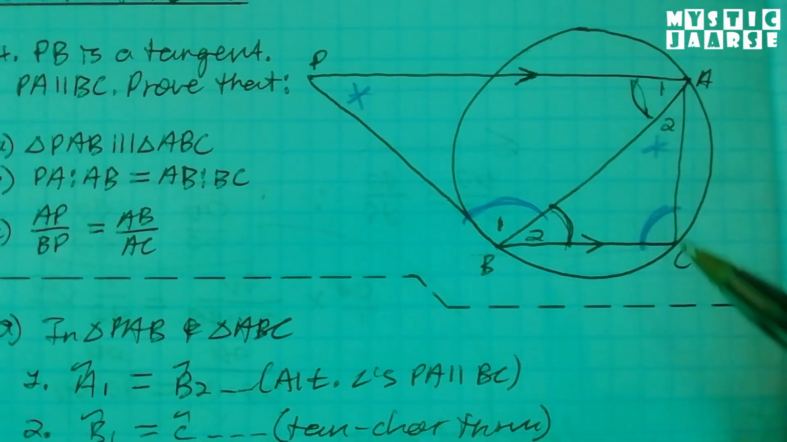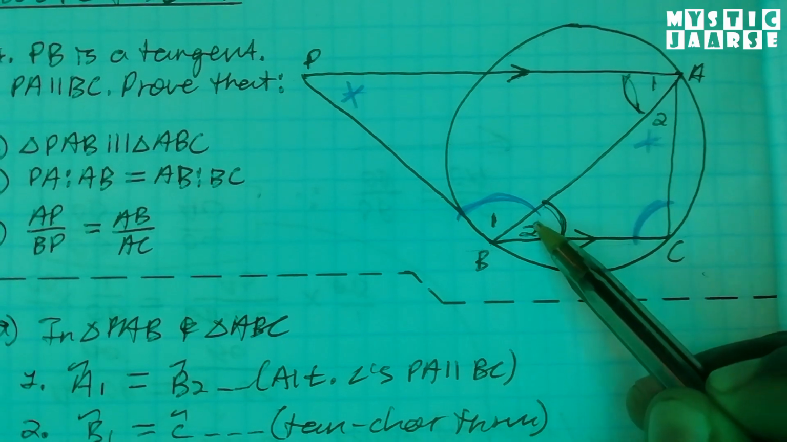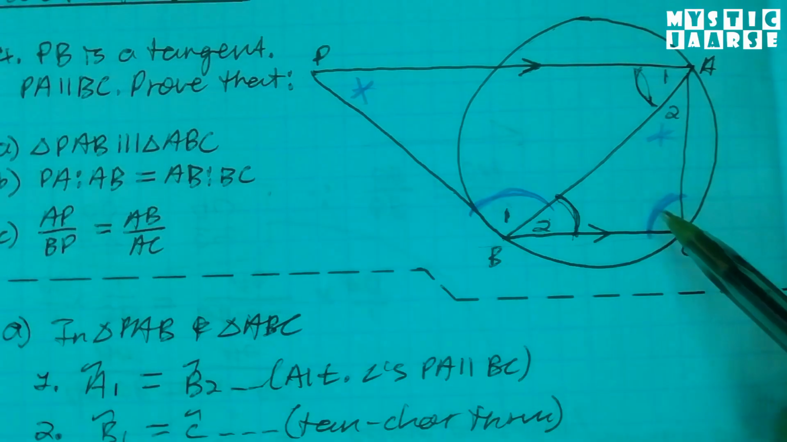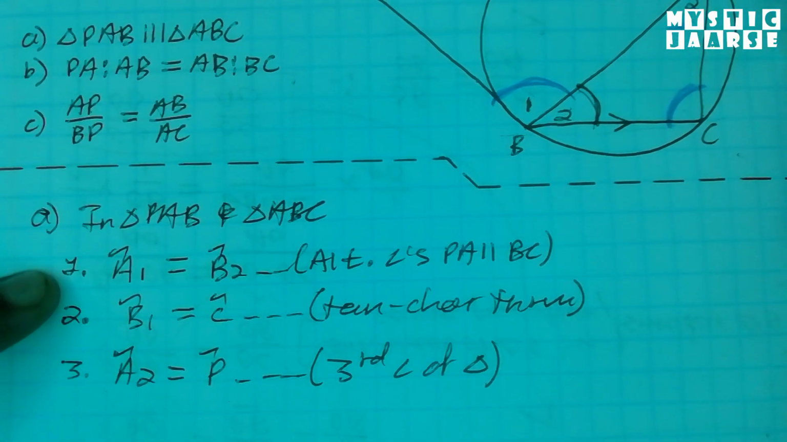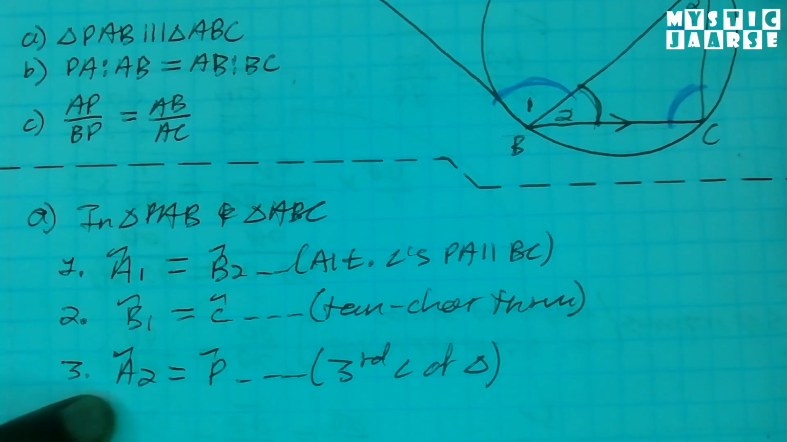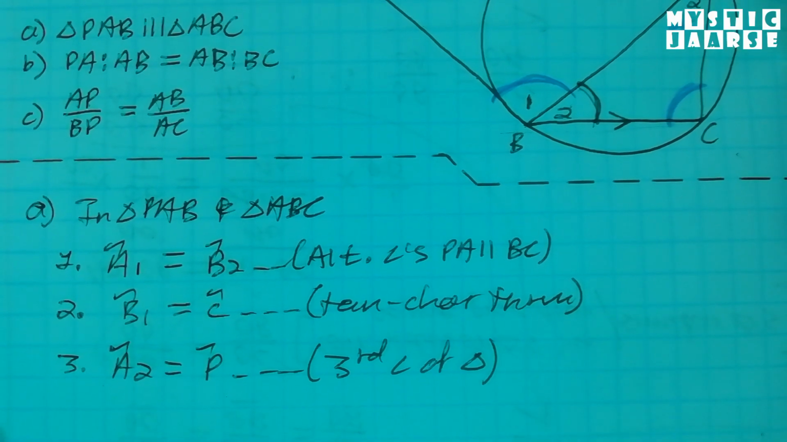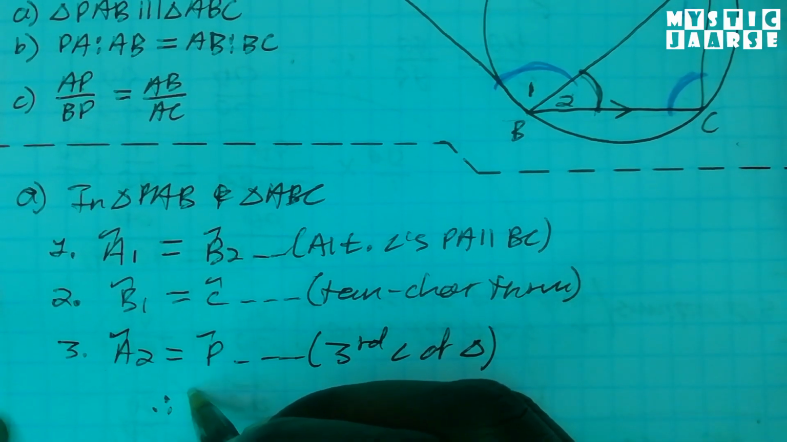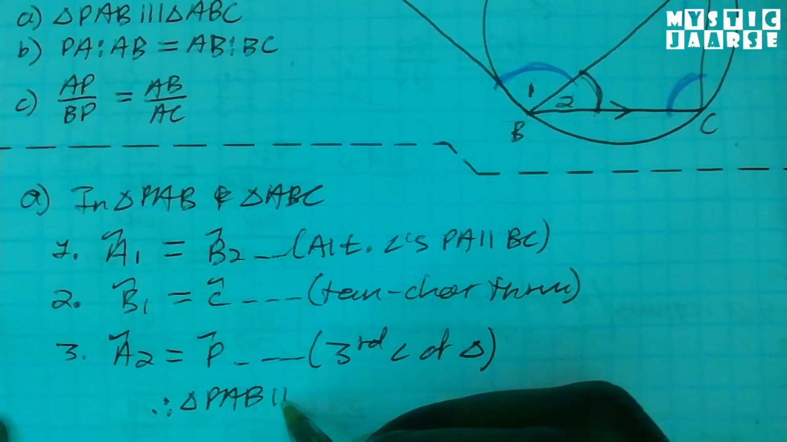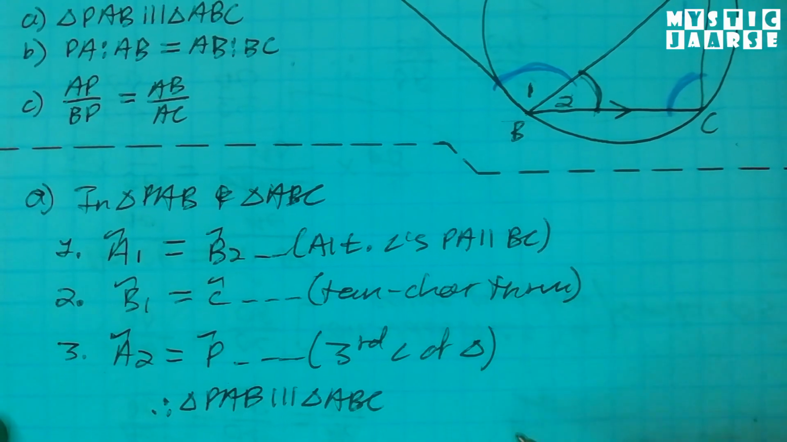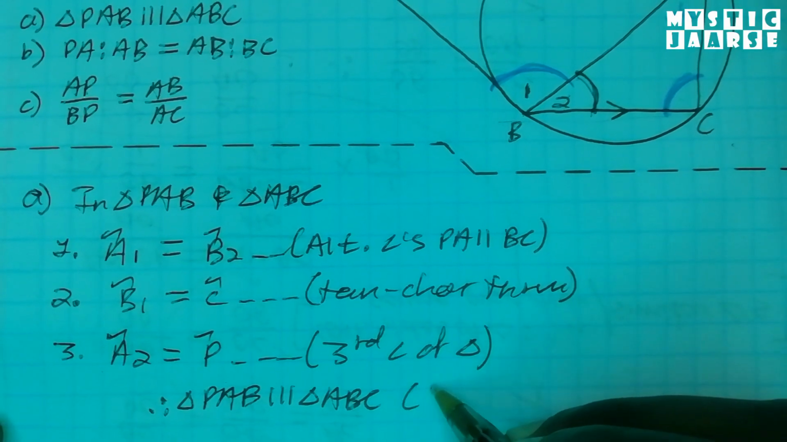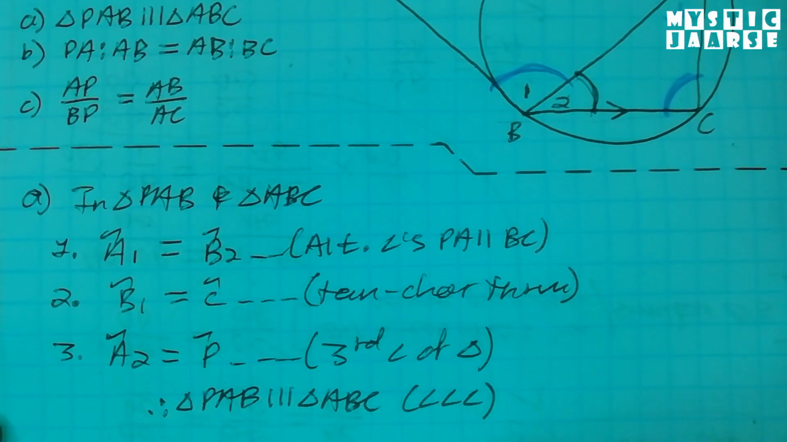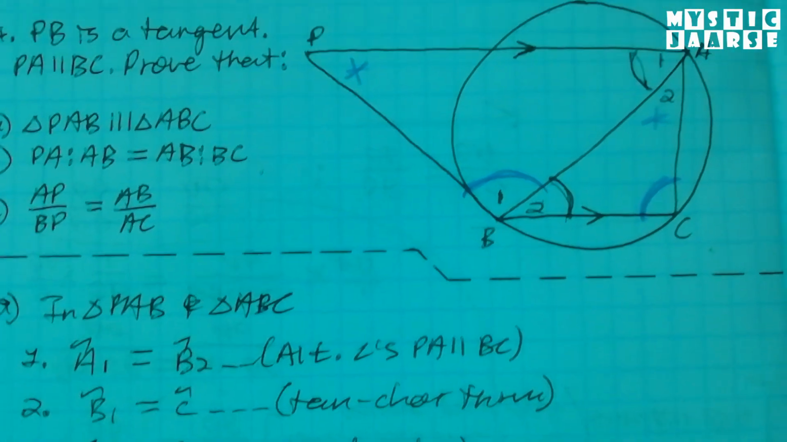Why? Because if you have proven that two pairs of angles are equal, then there's no way the third pair is unequal. When you're done mentioning the first two reasons and you're struggling to find the third reason, you can just say it is the third angle of a triangle. Therefore, triangle PAB is similar to triangle ABC. How? Because three angles of each triangle are equal to the other three corresponding angles of the other triangle.